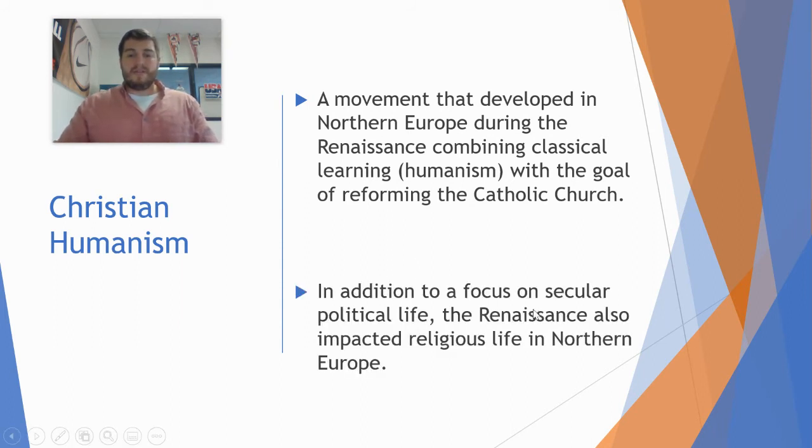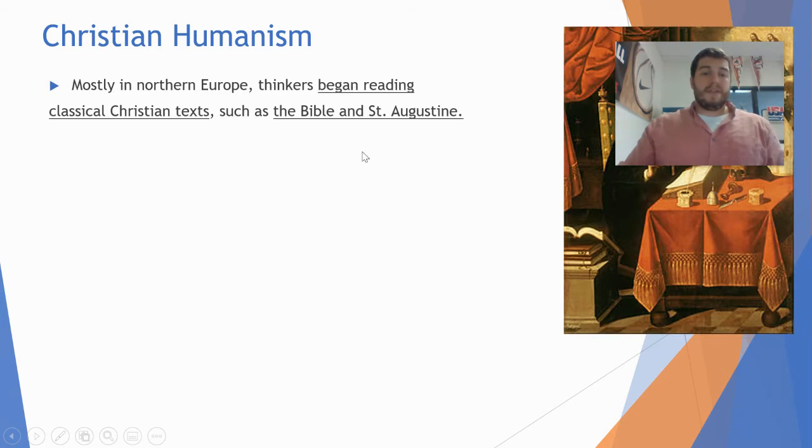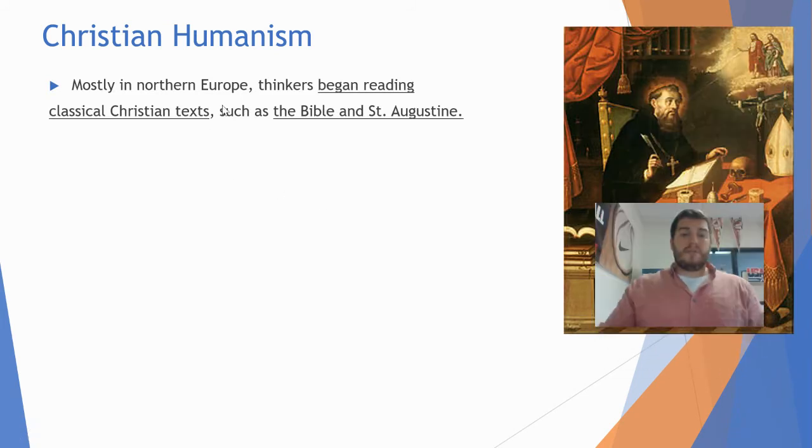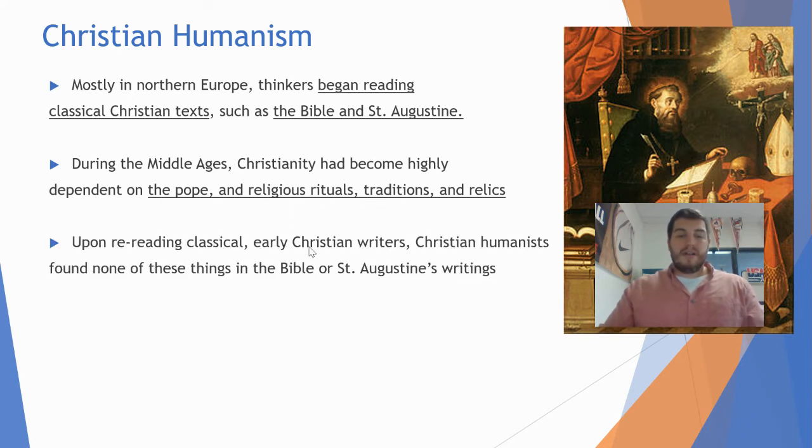In addition to a focus on secular political life, the Renaissance also impacted religious life in Northern Europe. So Christian humanism. Mostly in Northern Europe, thinkers began reading classical Christian texts such as the Bible and St. Augustine's writings. During the Middle Ages, Christianity had become highly dependent on the Pope, all these different religious rituals, traditions, and relics. But as people started to read the Bible, because remember the printing press, there's more Bibles available.